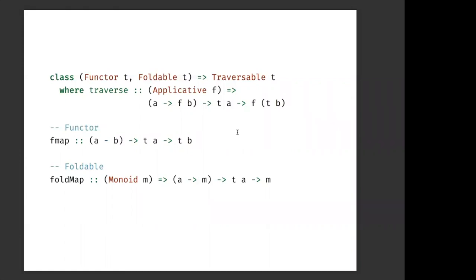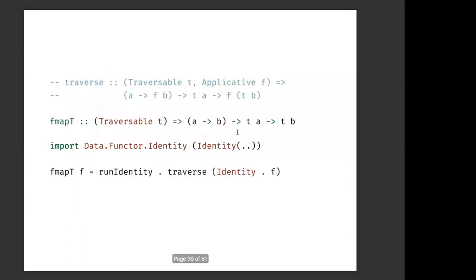What's the difference? Functor is weaker than traverse. So fmap can be implemented in terms of traverse. Traverse is like the fully general form. If you have traverse, you can implement functor's fmap in terms of traverse. You cannot go the other way then. So what's the weak point?